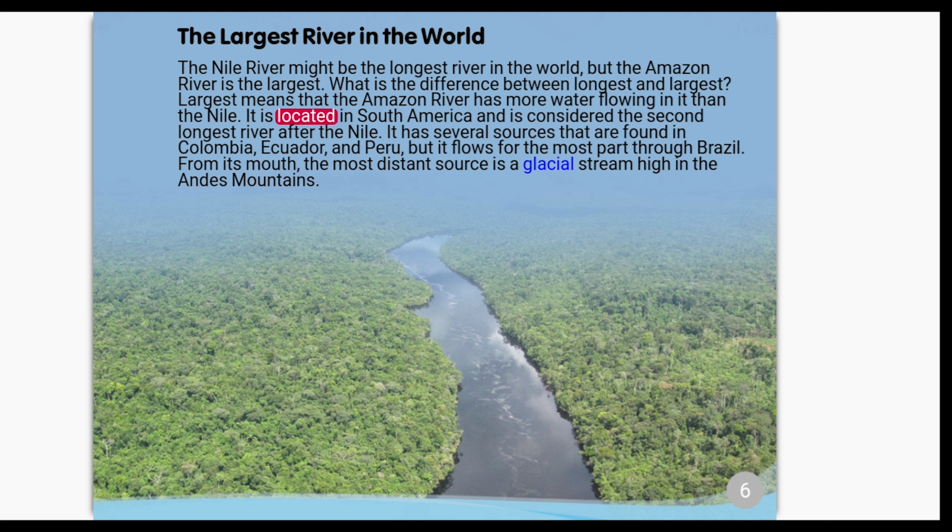It is located in South America and is considered the second longest river after the Nile. It has several sources that are found in Colombia, Ecuador, and Peru, but it flows for the most part through Brazil. From its mouth, the most distant source is a glacial stream high in the Andes Mountains.